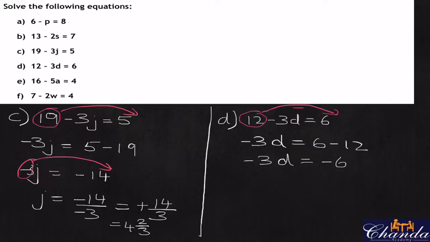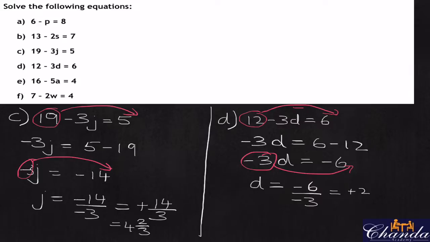Then we take the negative 3 over to the other side, and it becomes a division, as you can imagine. So this makes it into d is equal to negative 6 divided by negative 3, which gives us a positive 2. So d is equal to positive 2 in this particular case.